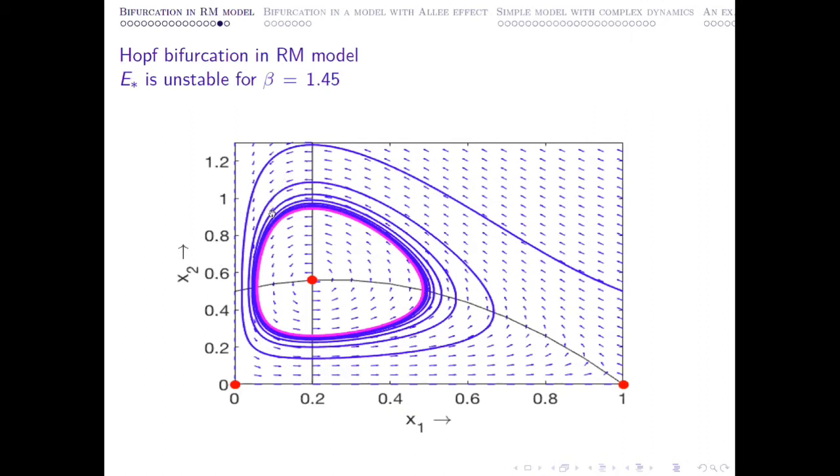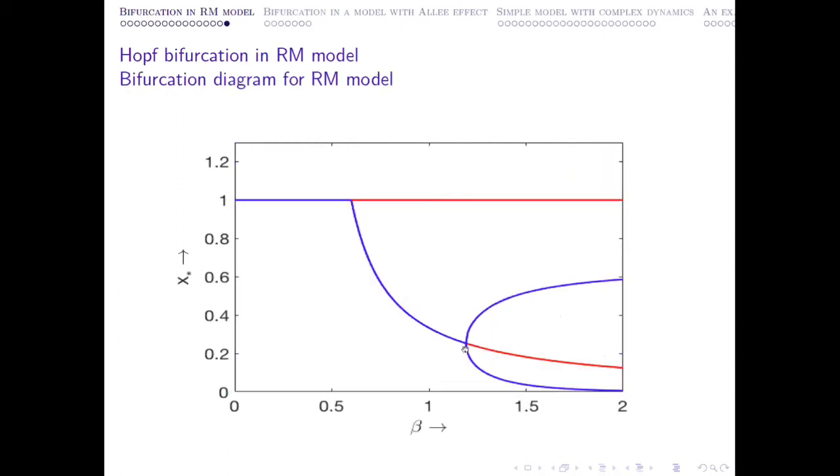Then you can collect the minimum value of x and the maximum value of x on this limit cycle. Afterwards, for each value of beta, if you plot those maximum and minimum values of x on the limit cycle, then you can construct this branch as well as this branch.